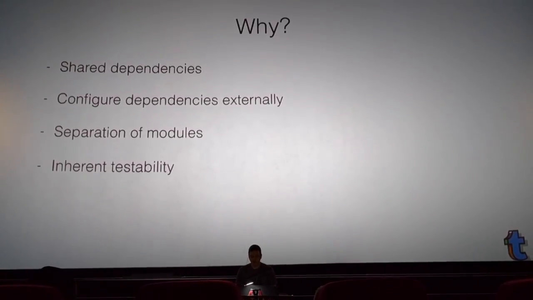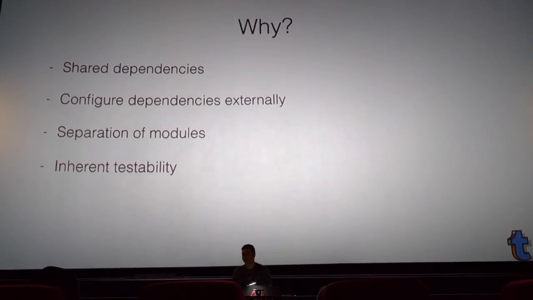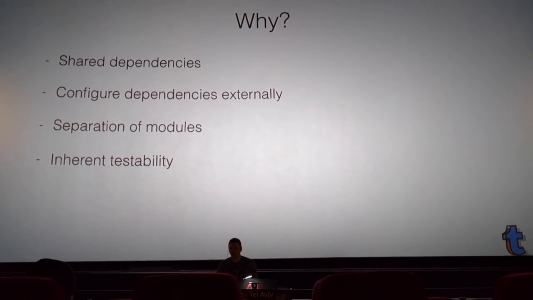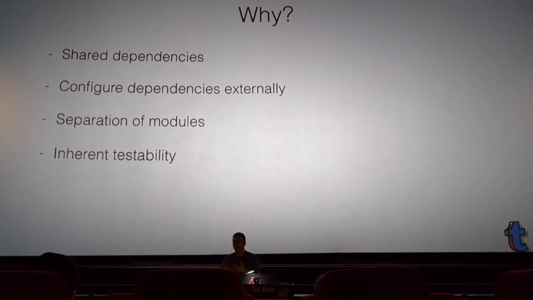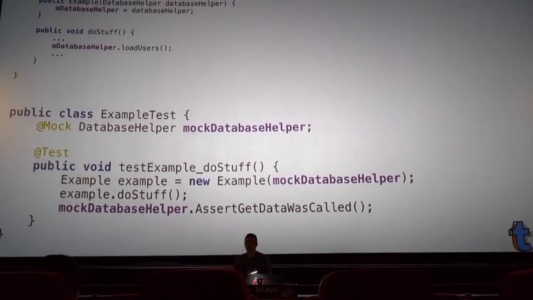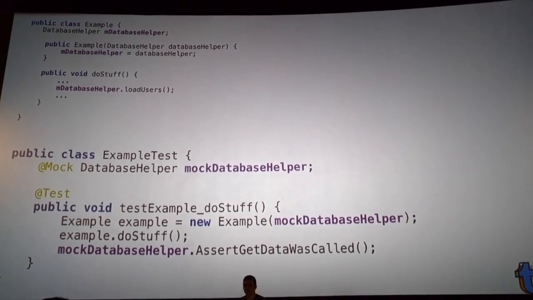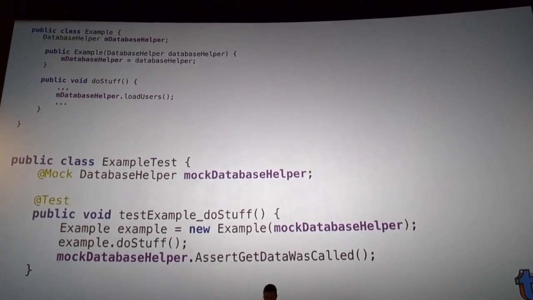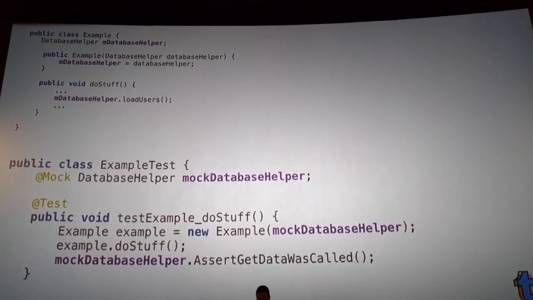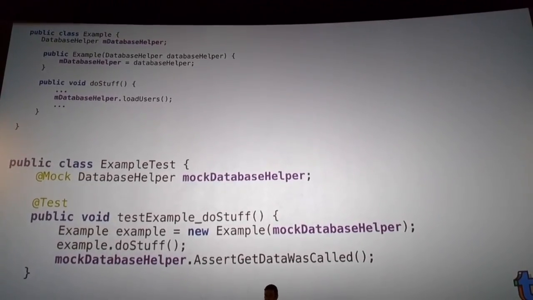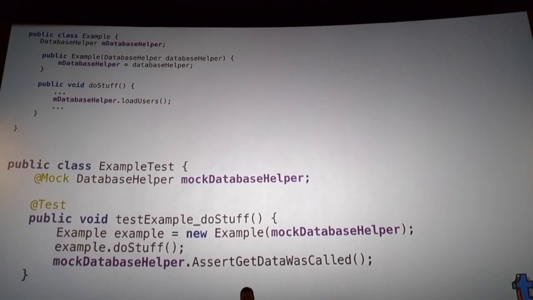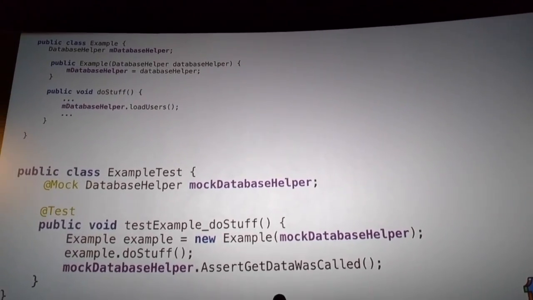And then the last benefit, and in my opinion, the most important benefit, is it creates an inherent testability in your code. Because you no longer depend on a specific implementation, you can actually mock out that dependency, replace it with something else, and then you can test based on that. So in the previous example, we had a dependency on the database helper. Now we can pass a mock database helper, and just after cloning do stuff, we can assert that it was actually cloned and it did something.